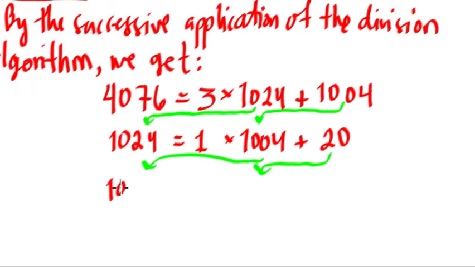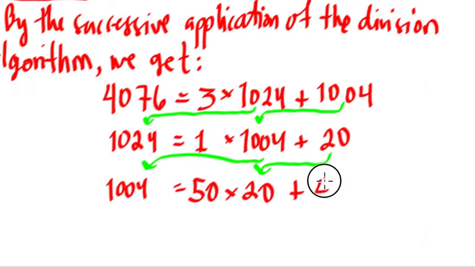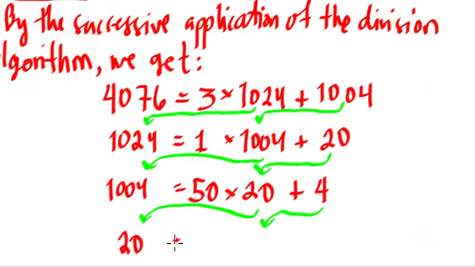What we have is 1004 equals, how many 20s are there in 1004? That's a lot. That's actually 50 because 2 times 5 is 10, and then we have 3 zeros, so that's 1000. And then there's a remainder of 4. And then if we're going to continue, this becomes your new dividend, this becomes your new divisor. And what do we have here? This is 20. How many 4s are there in 20? There are 5 4s in 20, and we have 0 remainder.